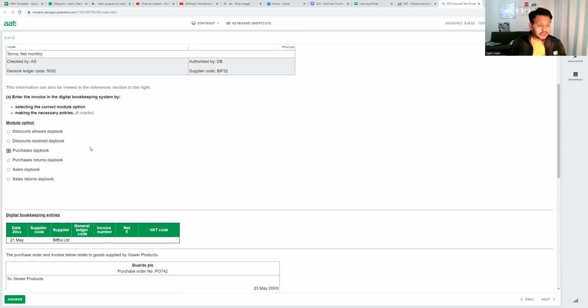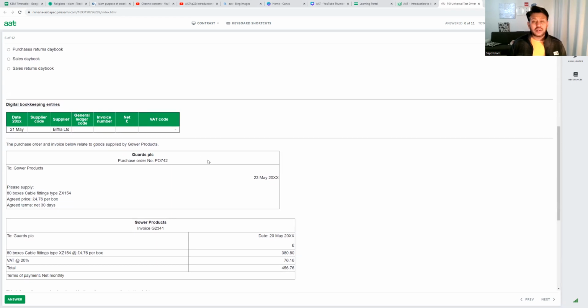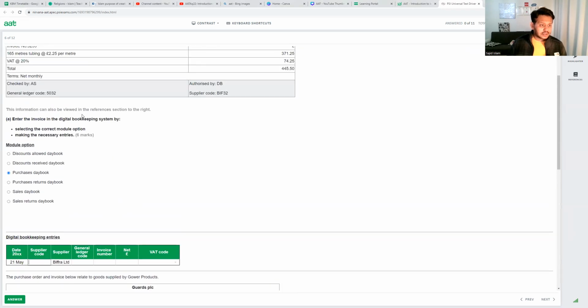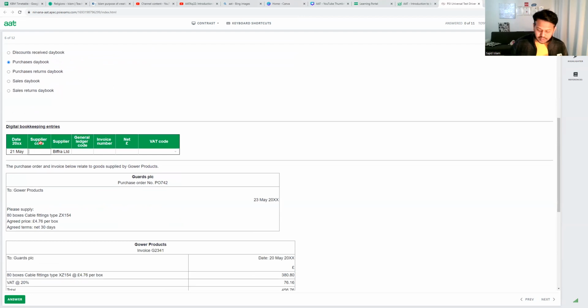The next one we have here, he says digital bookkeeping entries. So we just need to record it. Remember that when you enter the invoice in the system, you just need to copy. No difficulties here. So we have supplier code. So let's look what is the code, 5032. So let's write it down. The code 5032. Then the general code we have, so that's the general code actually.